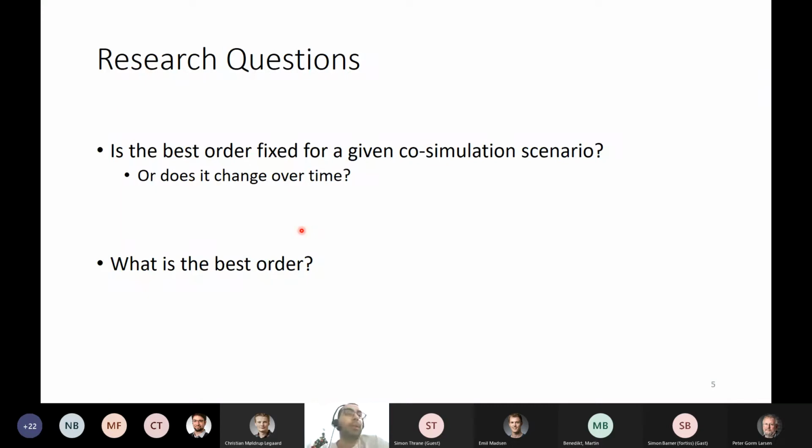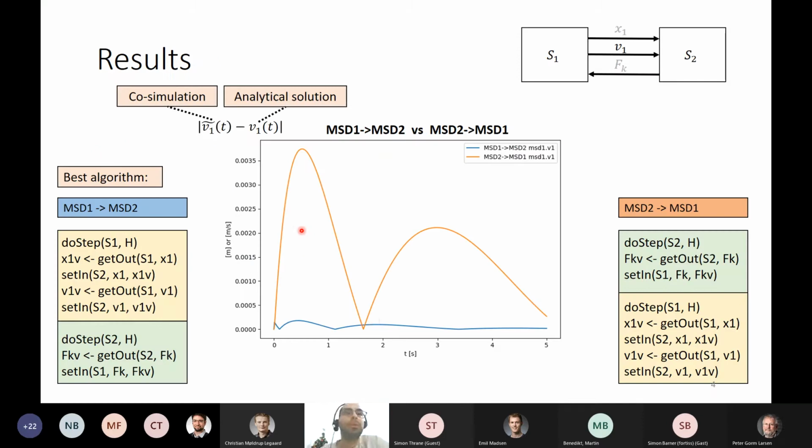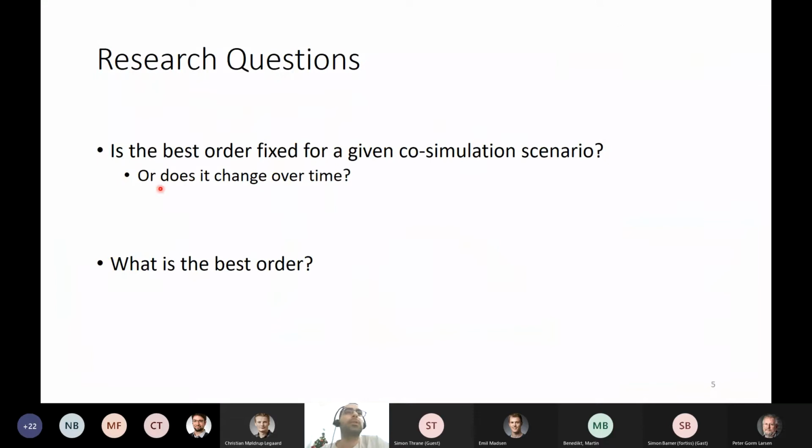One of them is, is there a best order? Is it fixed for a given co-simulation scenario with a certain underlying system? Is there a single best order, or does it change over time? You can see here that there's certain times where actually this order is performing better than the other one. But on average, most of the time, this order is better than this one. So does it change over time? These are the first questions. How do you figure out what the best order is?